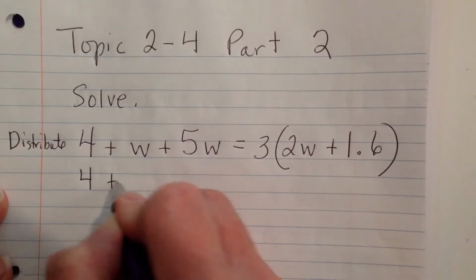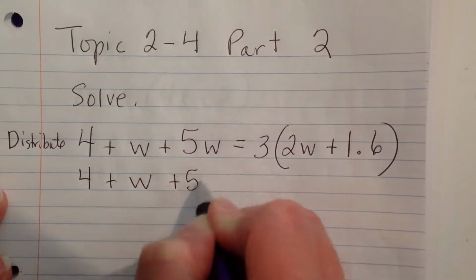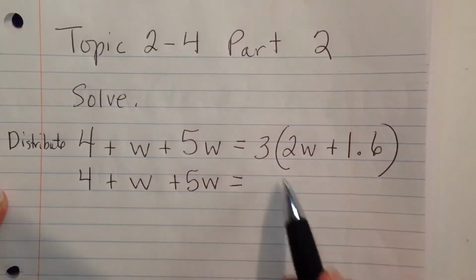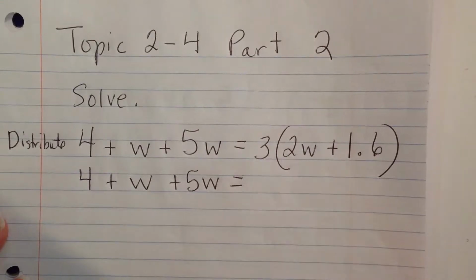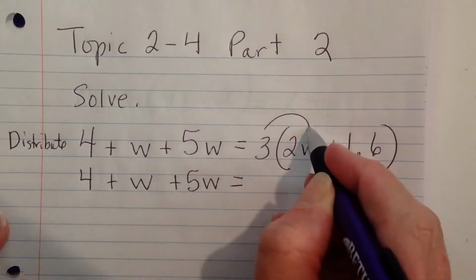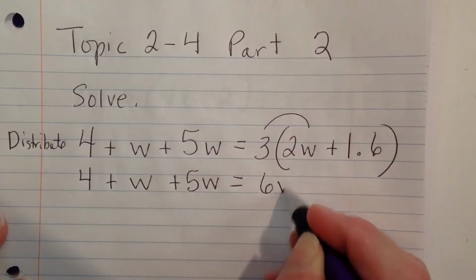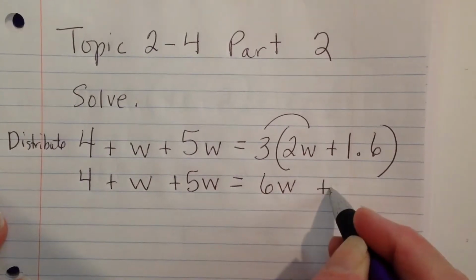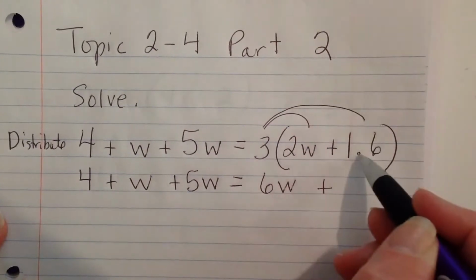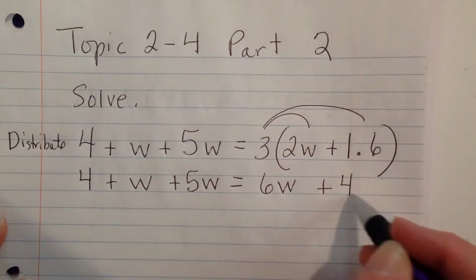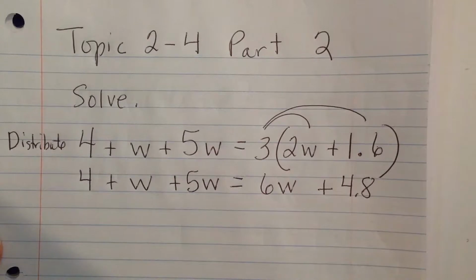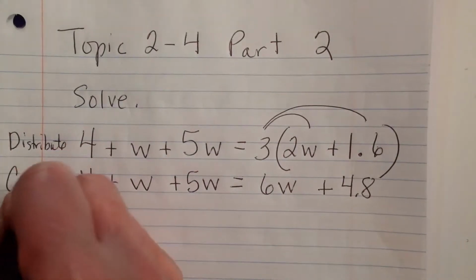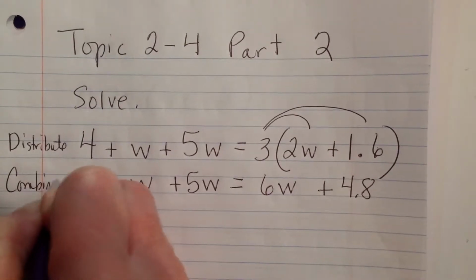Bringing down the left side of the equation just like it is, I will begin distributing the number and the sign that is directly in front of the parentheses. 3 times 2w gives me 6w, plus 3 times 1.6 gives me 4.8. When you distribute, the parentheses are gone. Step number 2 is to combine like terms.